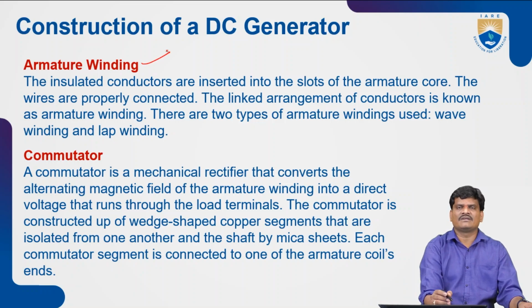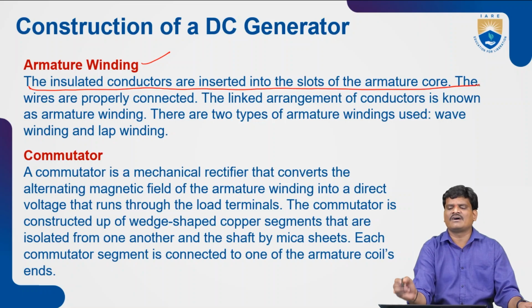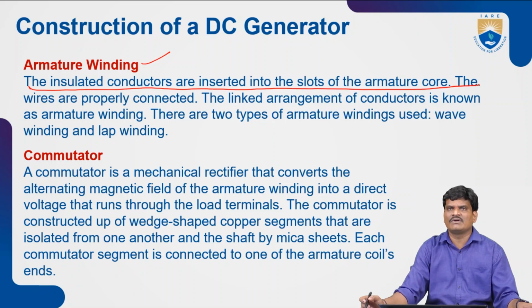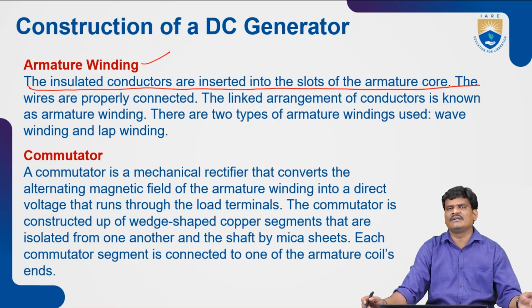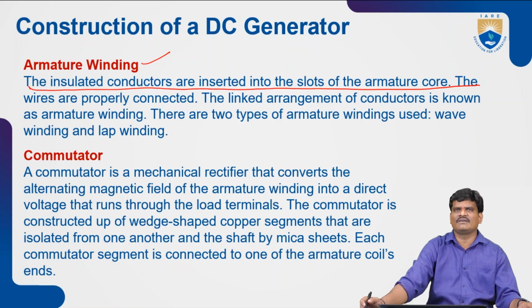That is armature winding. Insulated conductors are inserted into the slots of the armature core. As we have discussed earlier, what is the purpose of the armature core? In order to have slots. What is the purpose of slots? In order to place a winding in them. What is the purpose of winding? In order to pass some amount of current in it. What is the purpose of passing some amount of current? In order to produce a magnetic field.